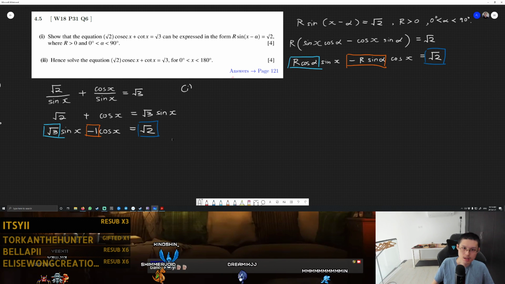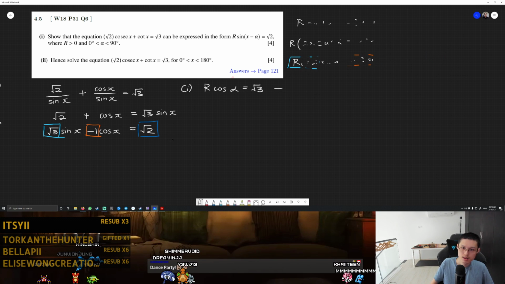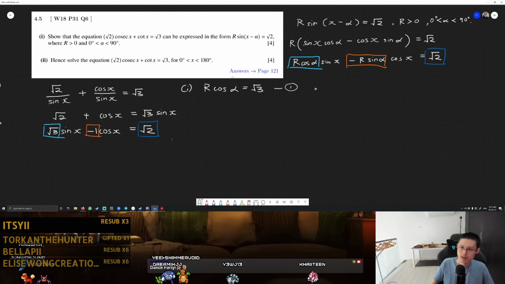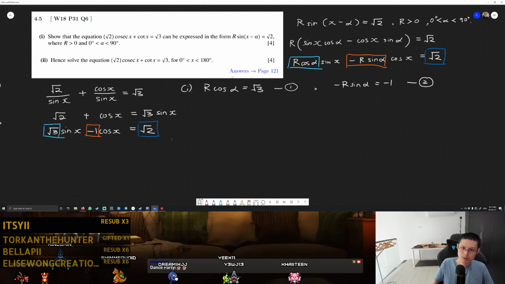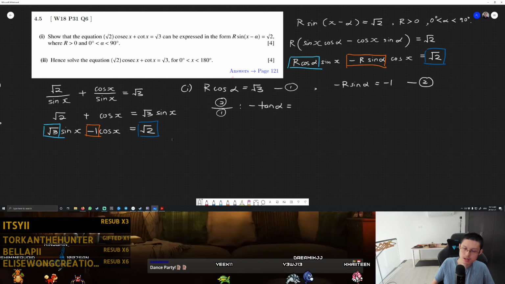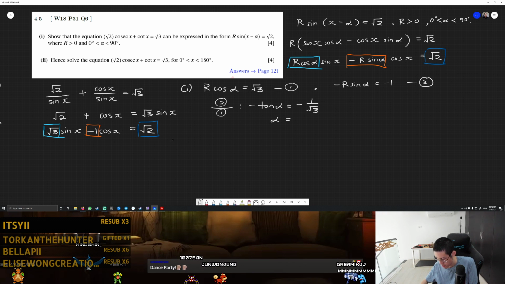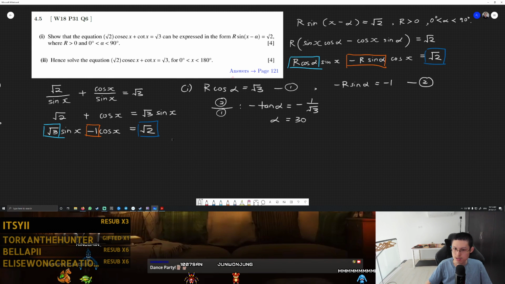Okay? So we compare the coefficients, you do the same thing. R cos alpha equals root 3. Call this equation 1. And then negative r sine alpha equals negative 1. We call this equation 2, and then we'll take equation 2 divided by equation 1. So that's going to give us negative tangent alpha equals negative 1 over root 3. So what is alpha going to be? You will get 30 degrees. There we go.